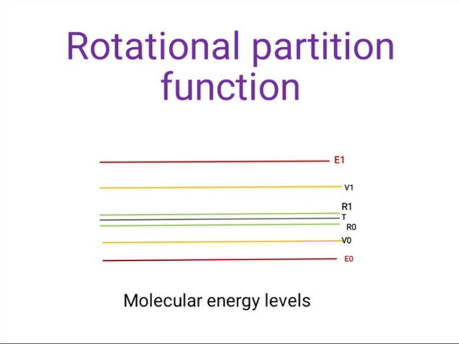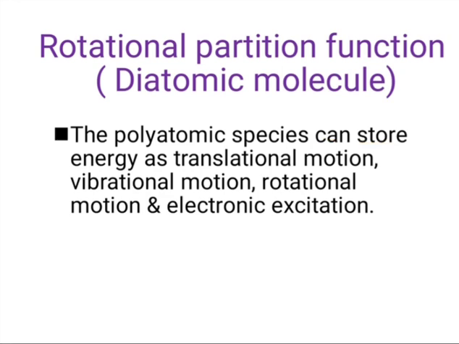Now, in today's lecture, we will learn about R0 and R1. These are the ground state and the first excited rotational energy levels, and we have to find out the rotational partition function. That means we have to distribute the number of molecules, particles or atoms in the rotational energy levels. So we will see the rotational partition function, which can be useful for diatomic molecules or polyatomic molecules.